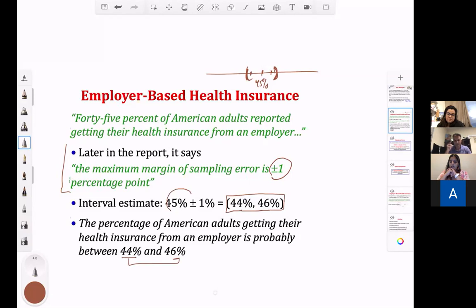So we cannot come up with one number. We came up with an interval. It might be 44.3%. So from 44% to 46%. So how did we get this interval? By getting this information. How do we come up with this information? How do we come up with the error? How do we calculate the error? That's what we're going to learn.